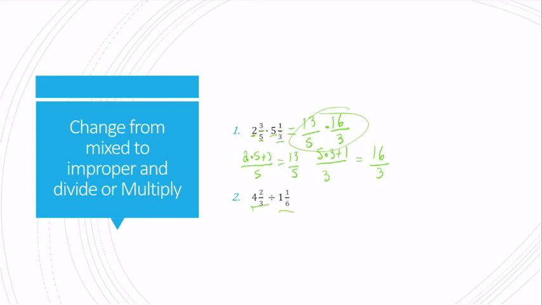The same thing holds true for division. Let's go ahead and convert these to improper fractions. So I would take 4 times 3 plus 2 over 3 divided by 1 times 6 plus 1 over 6. That gives me 4 times 3, which is 12, plus 2 is 14/3, divided by 7/6. Then you divide as normal.